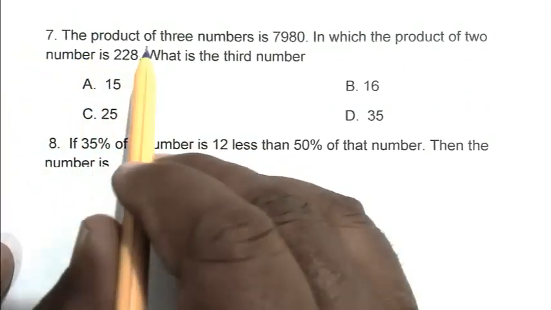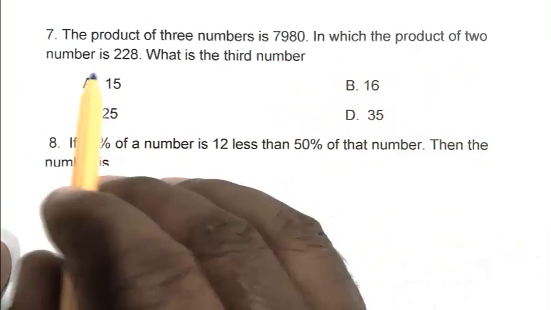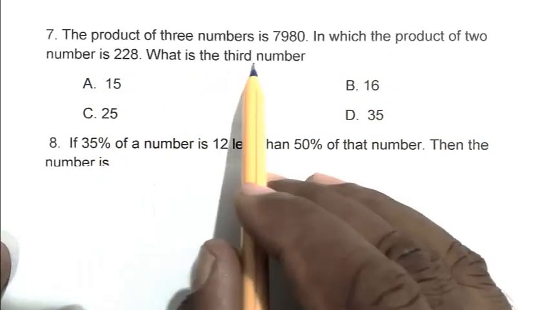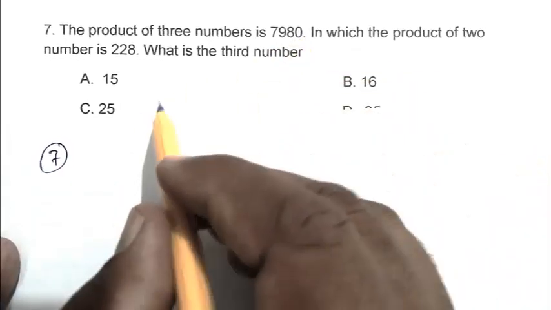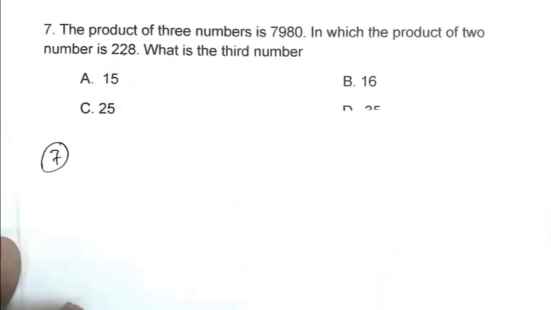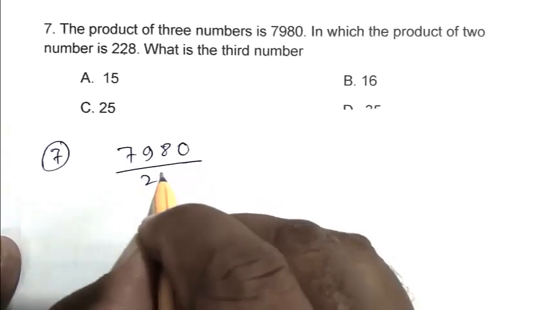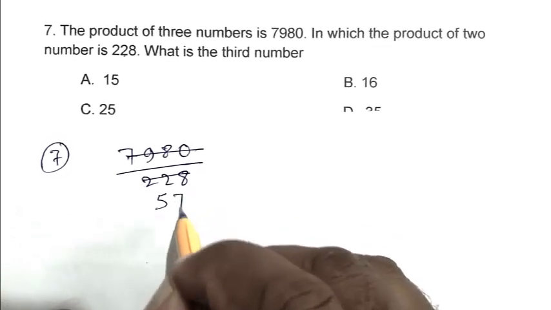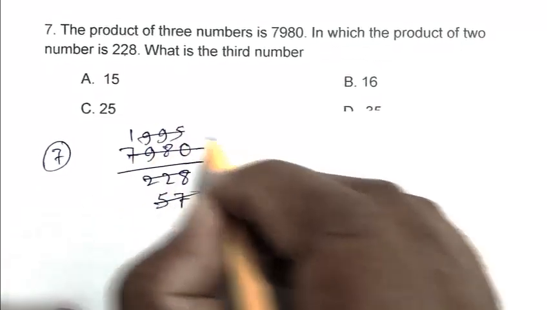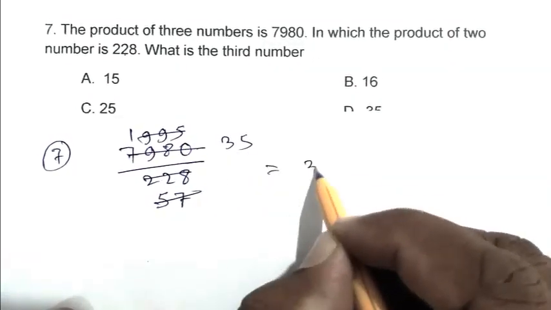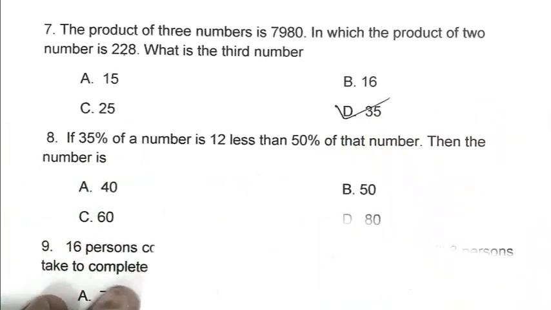Question number 7. The product of 3 numbers is 7,980, in which the product of 2 numbers is 228. What is the third number? So the third number is, we divide this number by this, we get the result. 7980 divided by 228, so the answer is 35. The third number is 35. So D is the right answer.